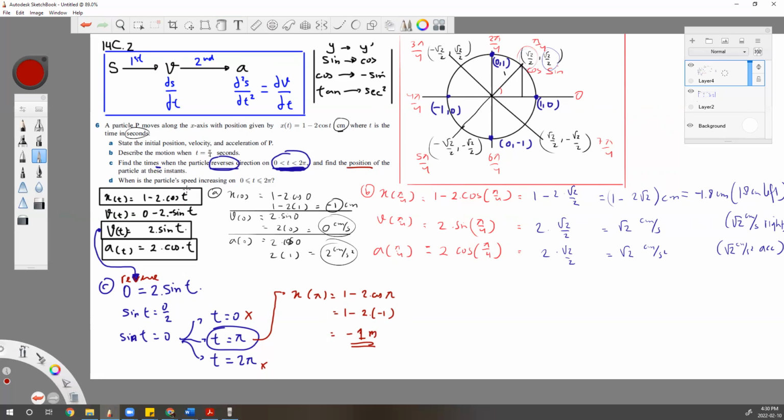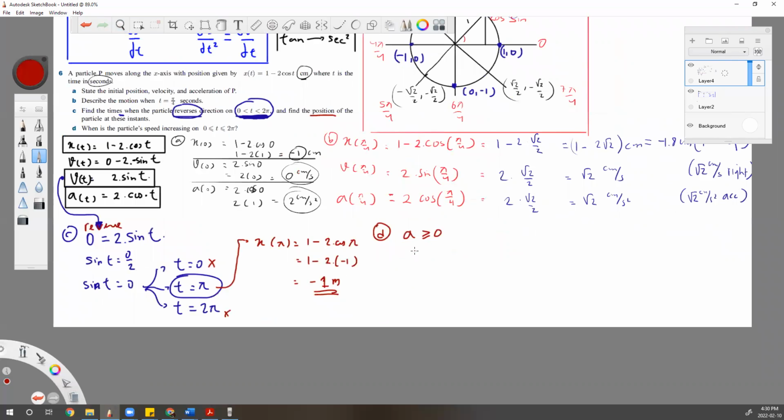Now, when is the particle's speed increasing? When the a is positive, the speed or the velocity is increasing. So you need to use 2 times cos t more than 0. That needs the help of the graphing calculator: 2 times cos t more than 0.